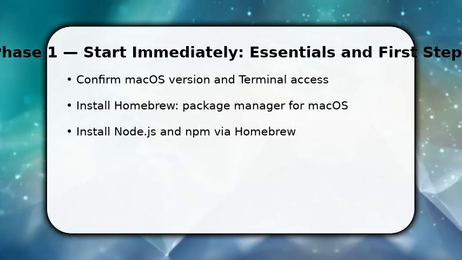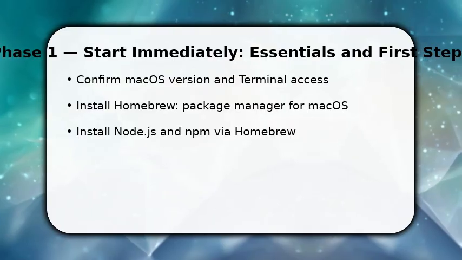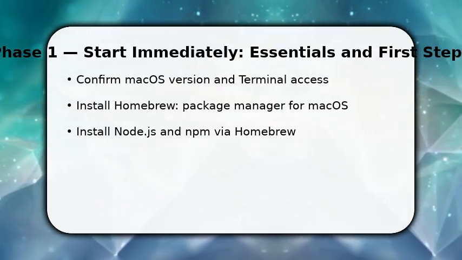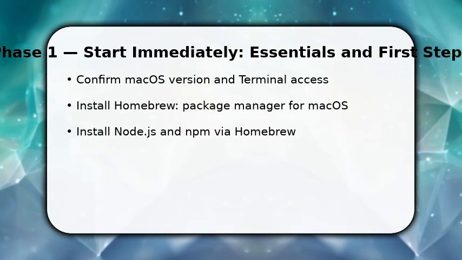Type node -v and npm -v to verify versions. If versions print, you're ready to create and run scripts. If not, revisit Homebrew output for clues.